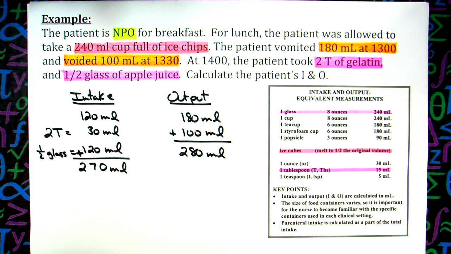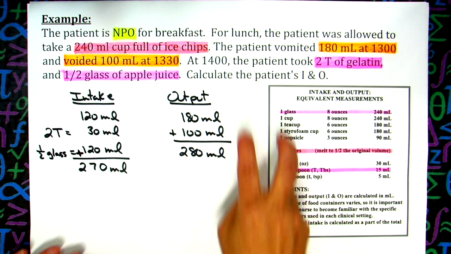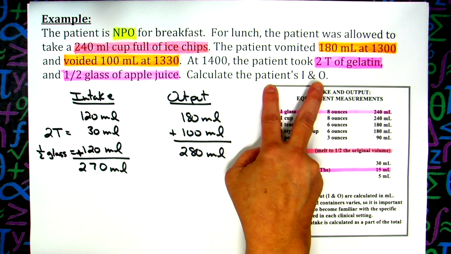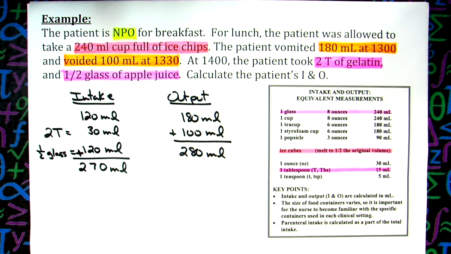Other than that, these types of questions are pretty straightforward. You're just adding up the intake, adding up the output, and then always be sure to read the question and only answer what they ask. If they only ask for intake, then that's the only thing you need to provide. If they only ask for the output, that's the only thing you need to provide.